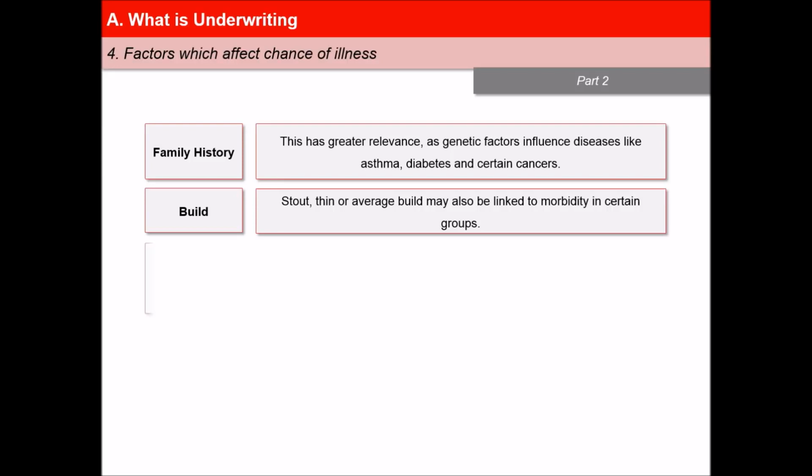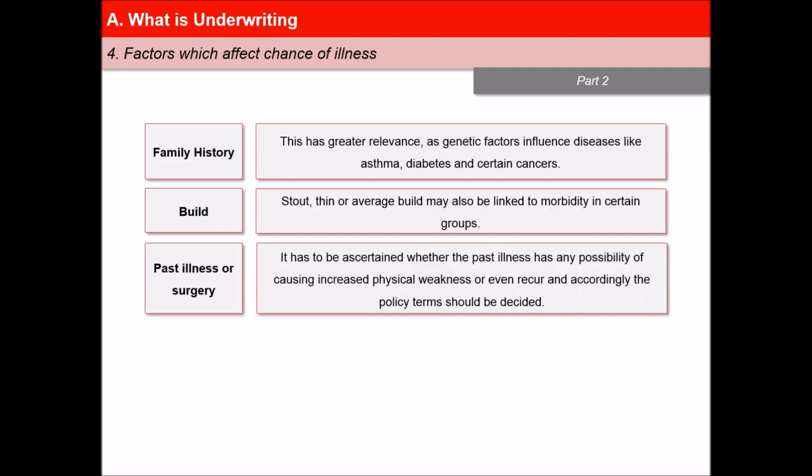Sixth, build. Stout, thin, or average build may also be linked to morbidity in certain groups. Seventh, past illness or surgery. It has to be ascertained whether the past illness has any possibility of causing increased physical weakness or even recur, and accordingly the policy terms should be decided.